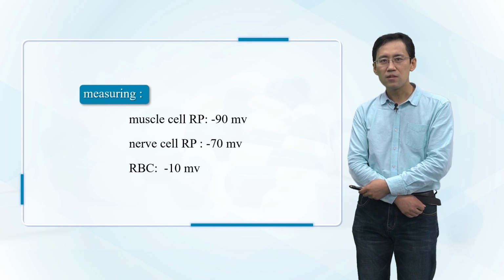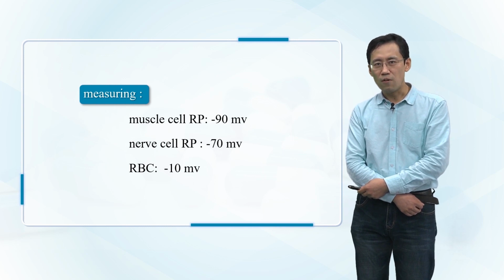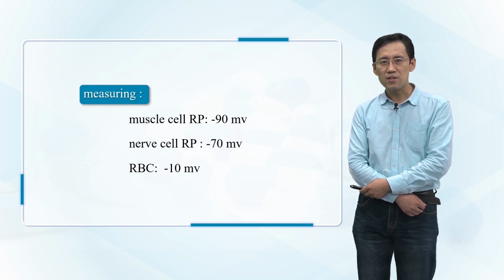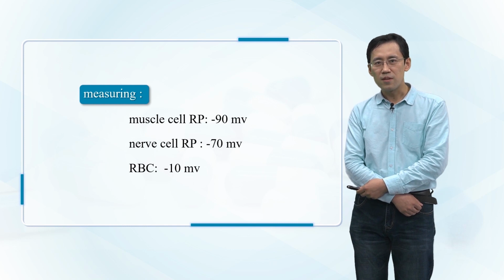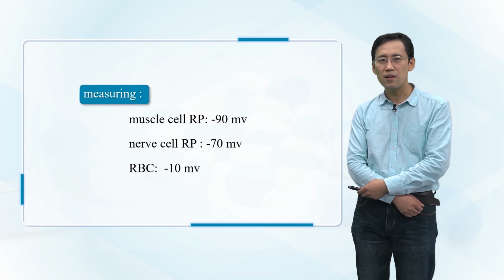For muscle cells, the resting potential is minus 90 millivolts. For nerve cells, minus 70 millivolts. And for the red blood cell, only minus 10 millivolts.